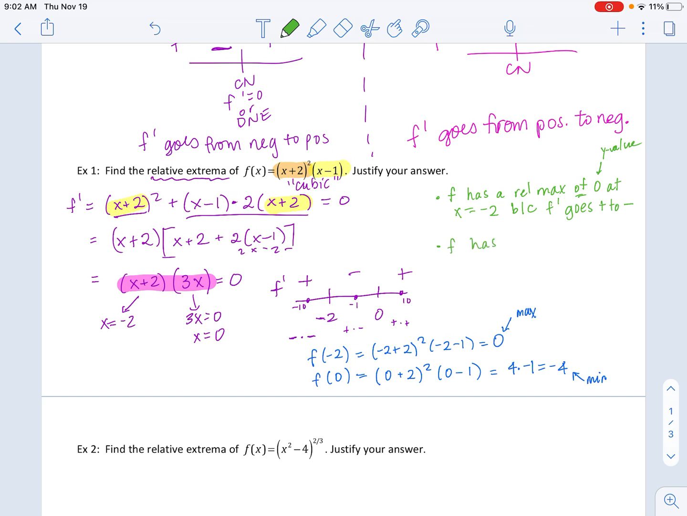f has a relative min of negative 4 at x equals 0 because f prime goes minus to plus. So you can use those abbreviations with those sign changes there. Okay.